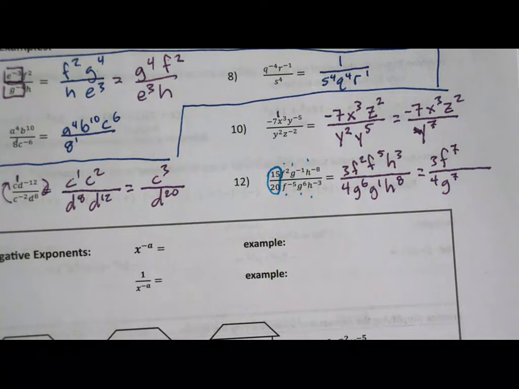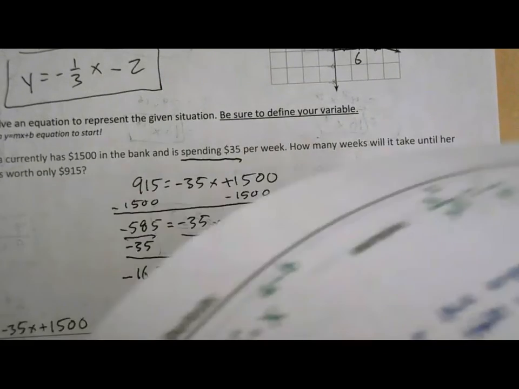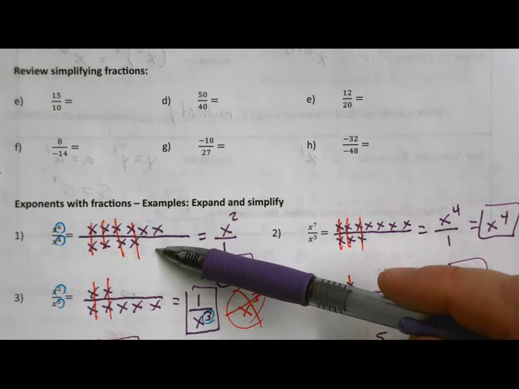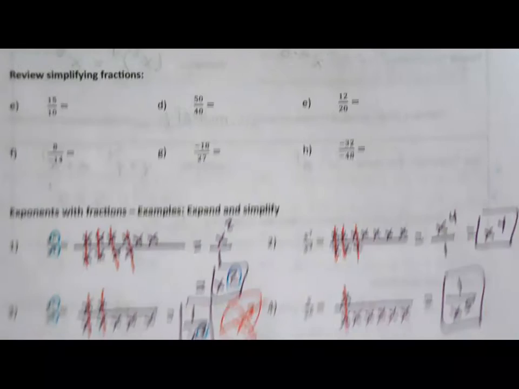What did we do last time when we had the same variable on the top and bottom? You guys remember what we did last time? Here we had some X's on the top and the bottom. Do you remember what we did with them? We canceled out until all of them went away on one side, right?